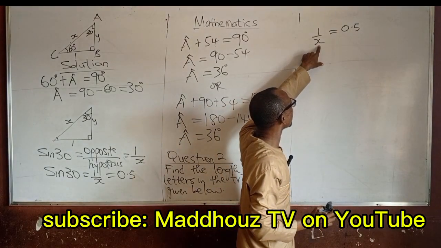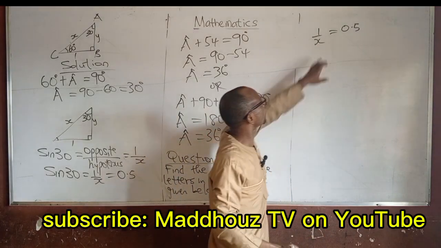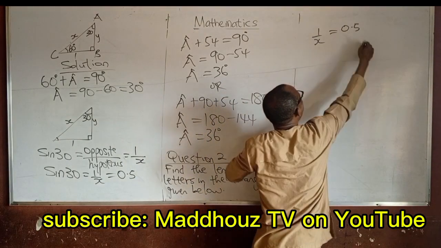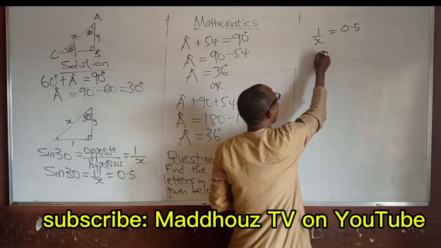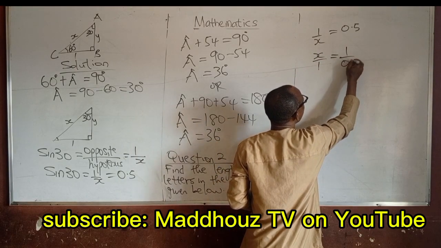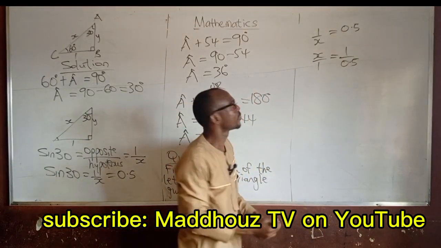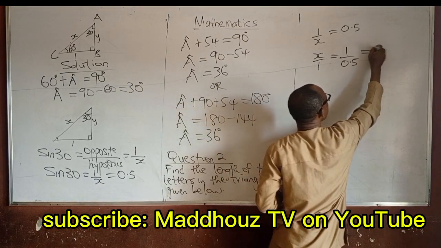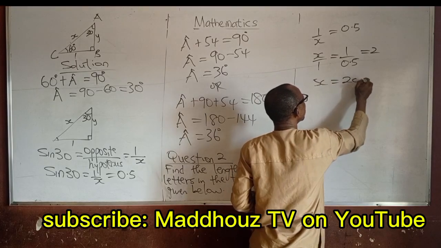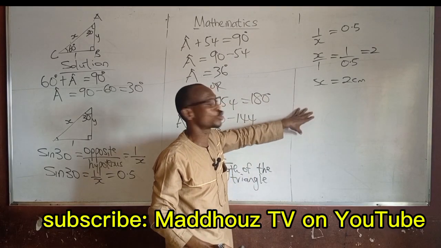We want to find the value of x. How are we going to get the value of x here? If we invert, turn it upside down, we will get x over 1 is equal to 1 over 0.5. What is 1 over 0.5? If we divide that, it will give us 2. So x is equal to 2 cm. 1 divided by half will give us 2.